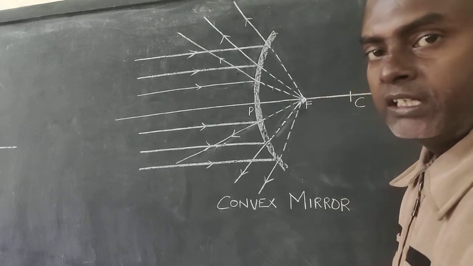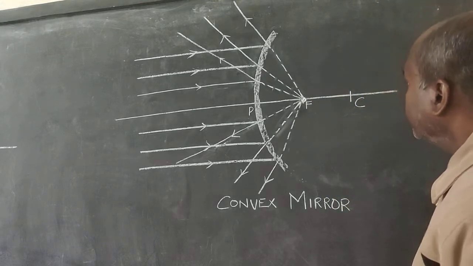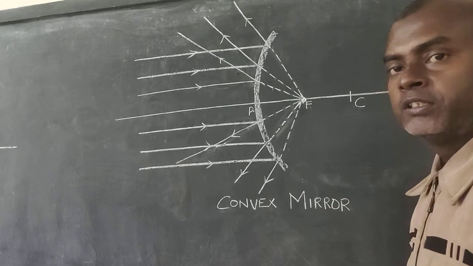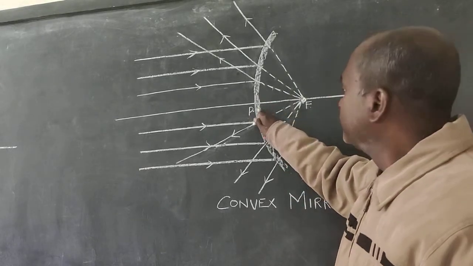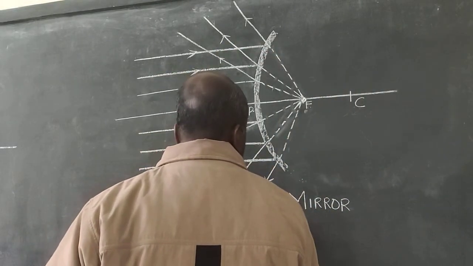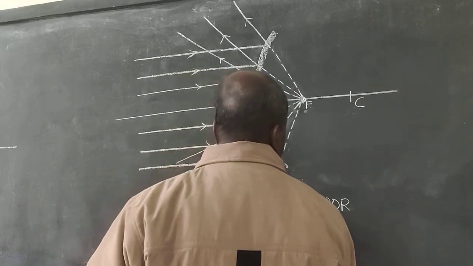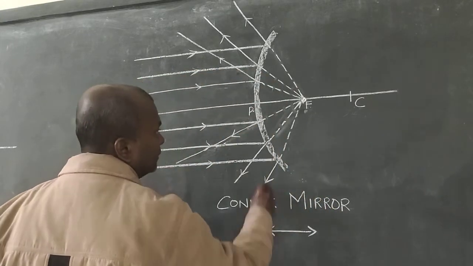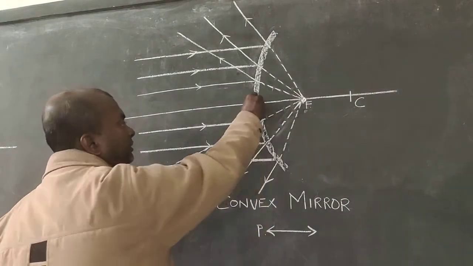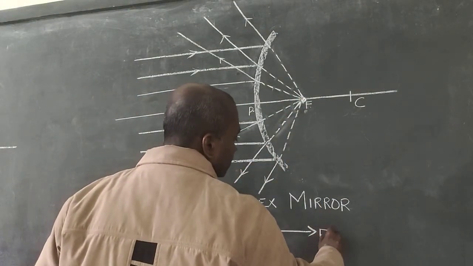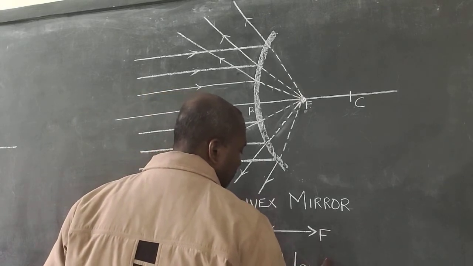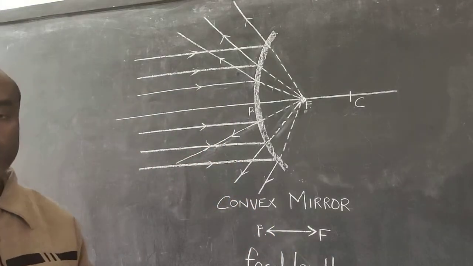Now the next term is focal length. Focal length is the distance from pole to focus. From the pole of the mirror till the point where the focus is, that distance is called focal length. I will draw it somewhere here. I could not draw here because it will look like a scribbled line. So see, this is the pole and here is the focus. That distance is called focal length. This is in case of a convex mirror.